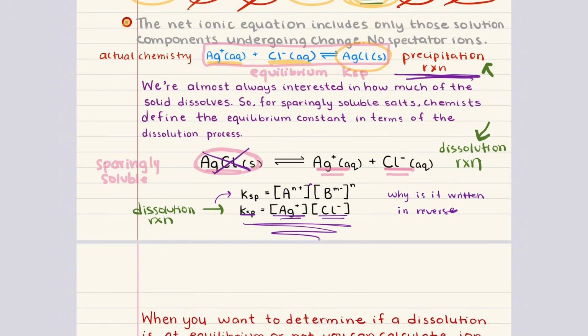By writing instead the reaction from the perspective of dissolution, we get a small, experimentally useful constant that directly connects to ion concentrations at equilibrium. And that is what we use to define KSP. So in short, for sparingly soluble salts, chemists define the equilibrium constant in terms of the dissolution process, not the precipitation process. That is why we rewrote our expression to demonstrate the dissolution process first, and then we wrote the KSP based off of that.